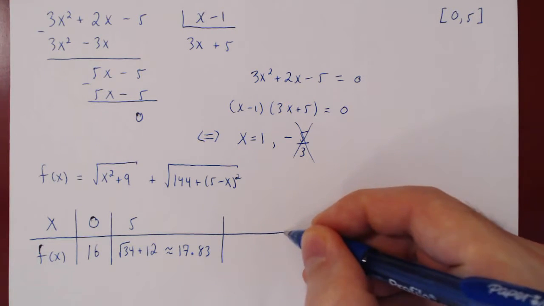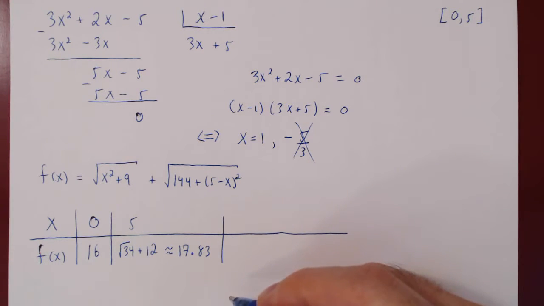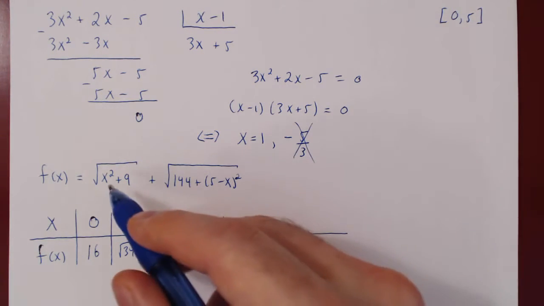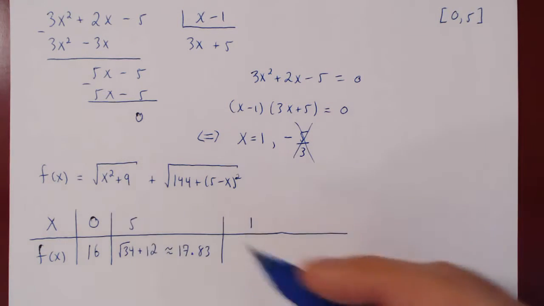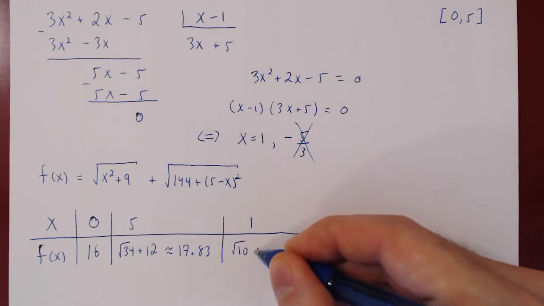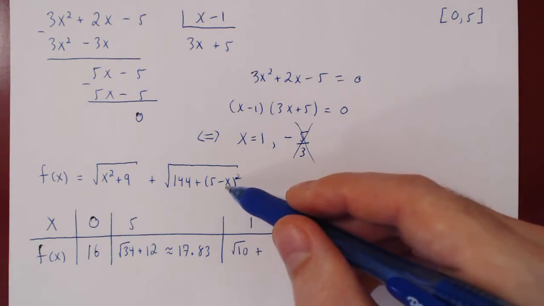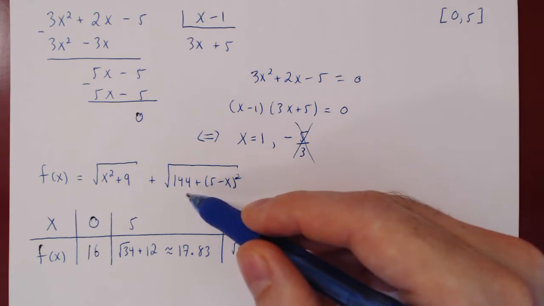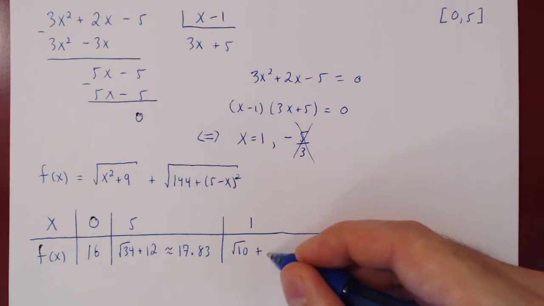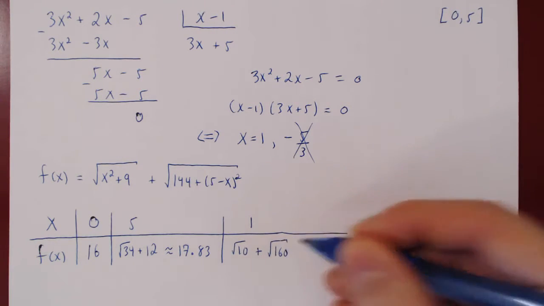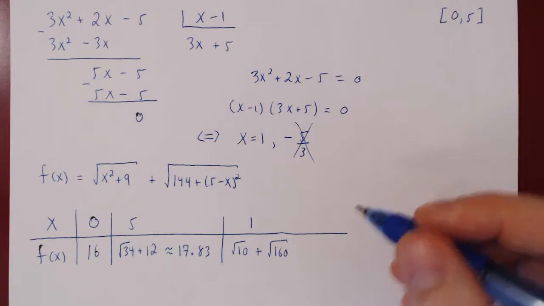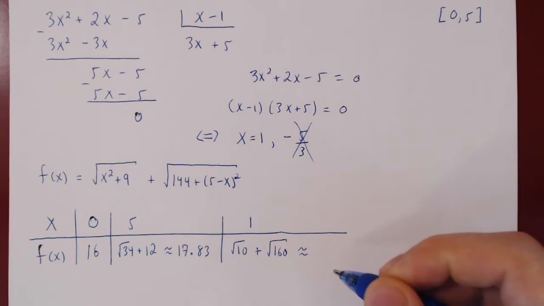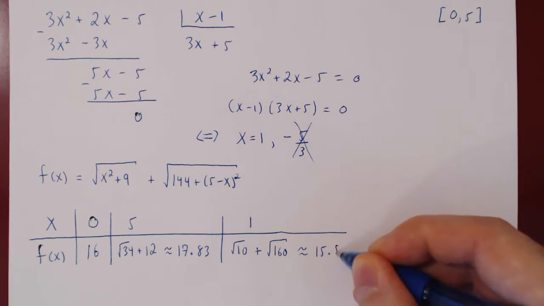And finally, let's evaluate the function at the critical point, x equals 1. Now what is f of 1? Well, plug in 1 in here, you get root of 1 plus 9, root of 10, plus 5 minus 1 is 4, 4 squared is 16, 144 plus 16 gives you 160. So it's the root of 160. And if you use your calculator, you will find that the root of 10 plus the root of 160 is approximately 15.81.